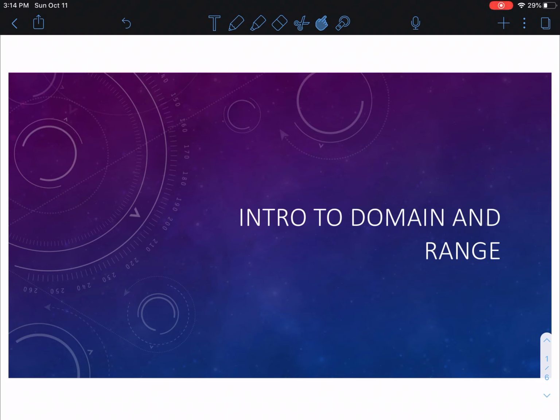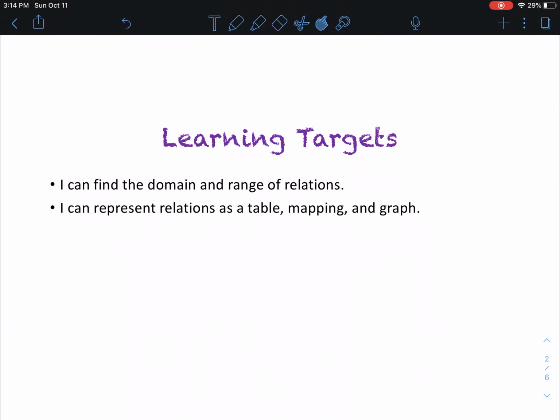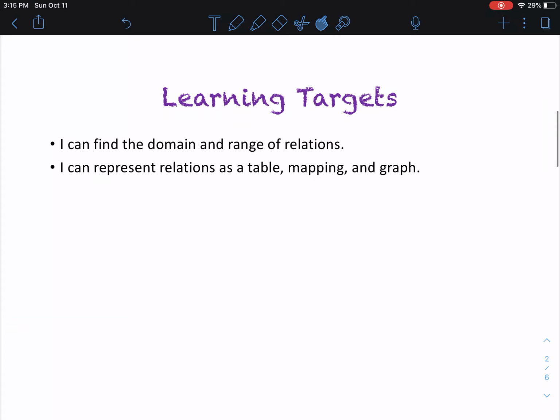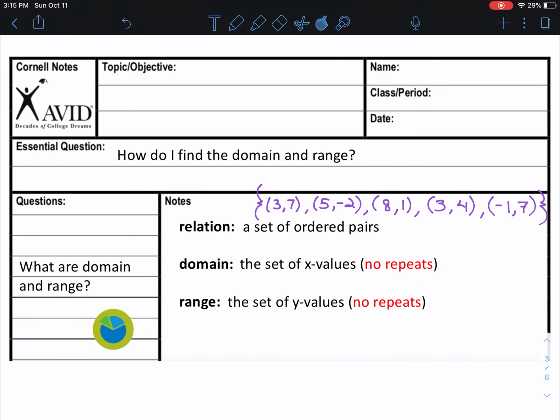Okay, today we're going to talk about domain and range for the first time, so this will be your intro to that. We will talk about what those are and how we find domain and range of relations. And we will also discuss representing relations as a table, a mapping, and a graph. Okay, so how do I find the domain and range?